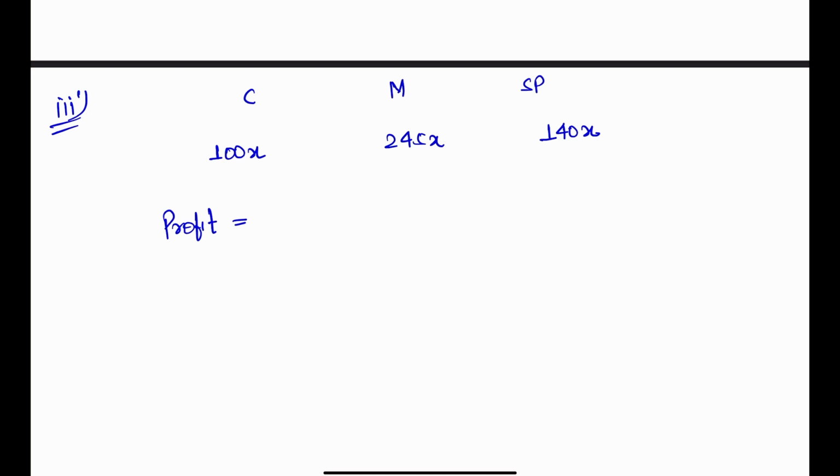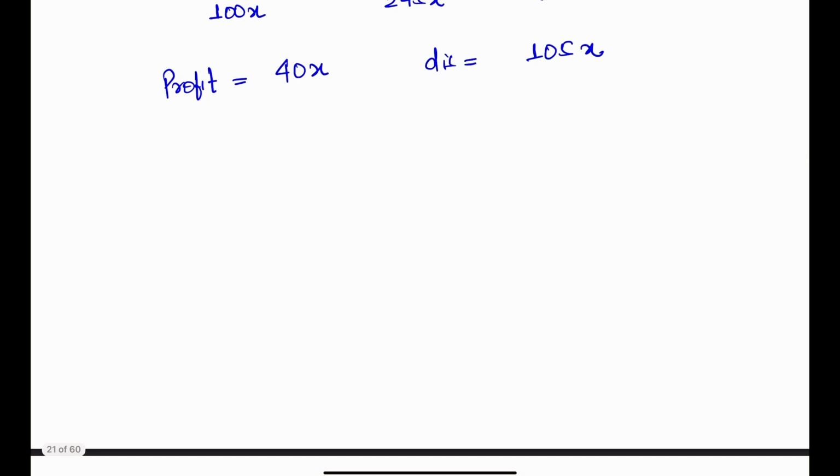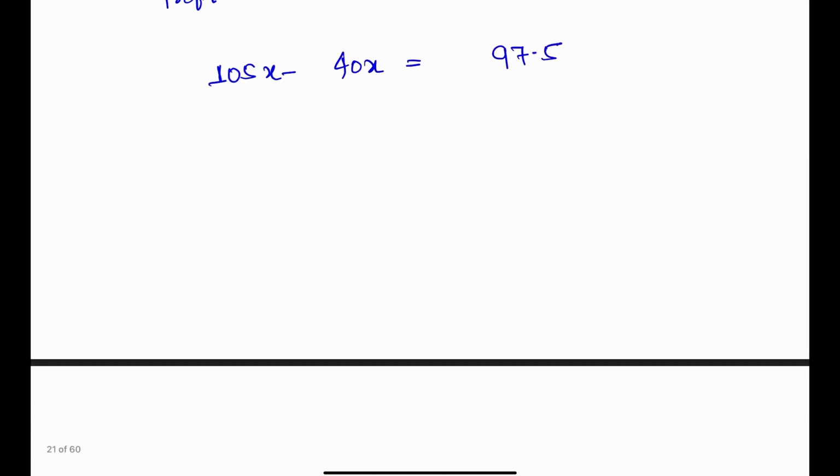how much? Profit is 40x, and discount is 245 minus this one, so 105x. So the difference of both of them, 105x minus 40x, is nothing but 97.5. So it will be how much? 65x equal to 97.5. My value of x is 97.5 divided by 65.